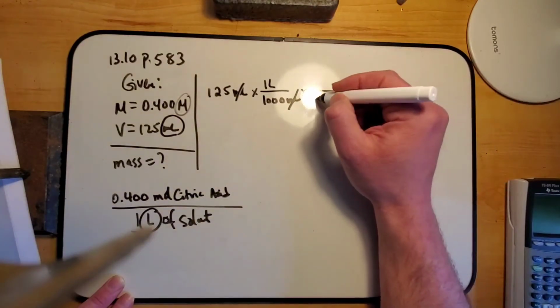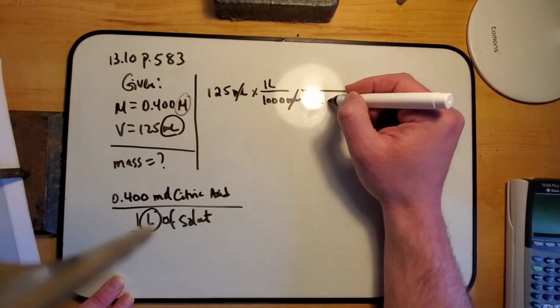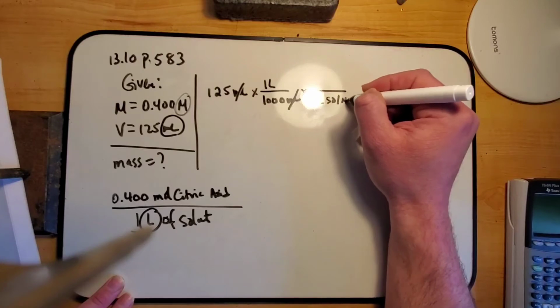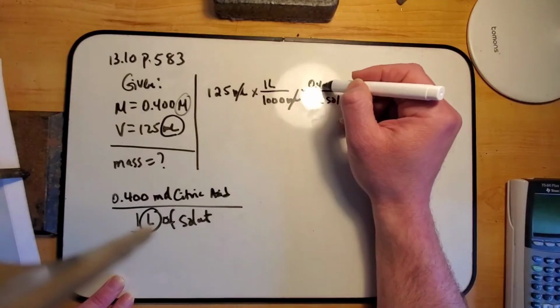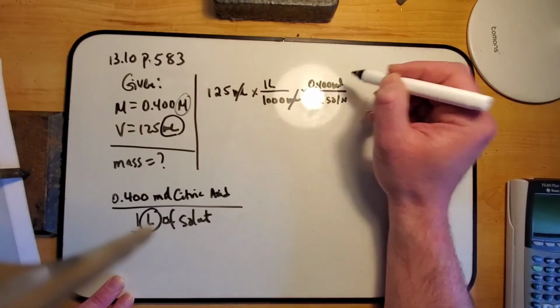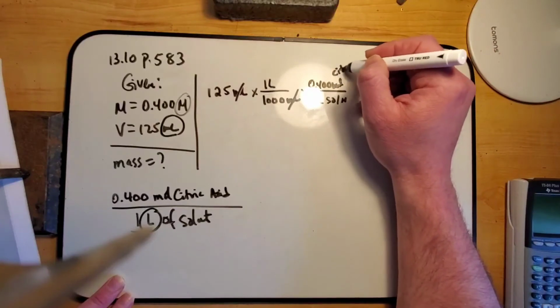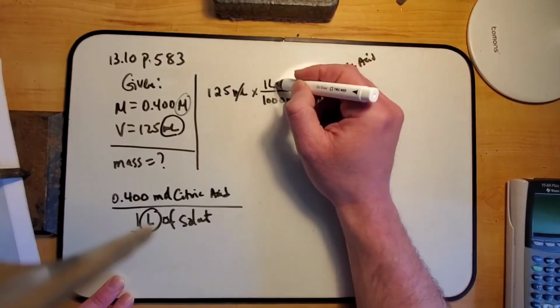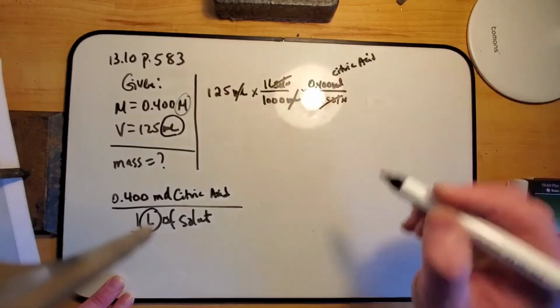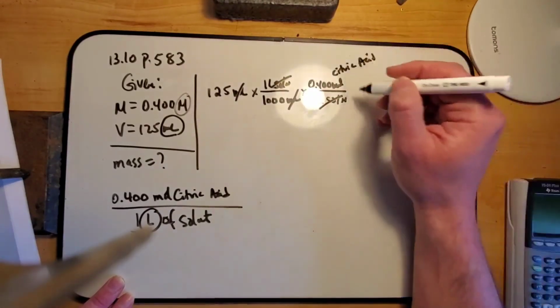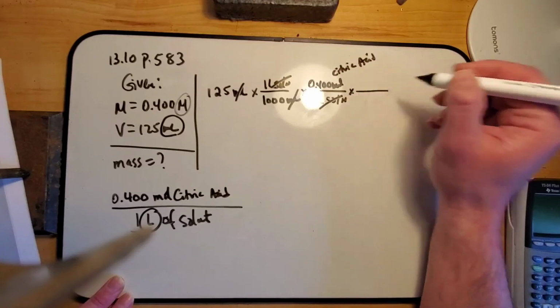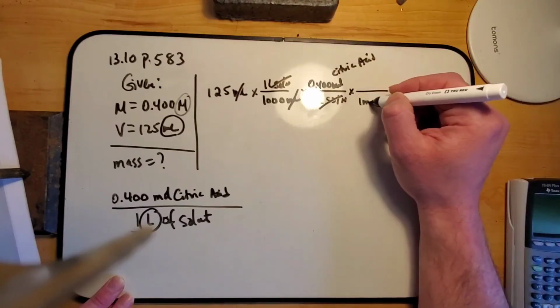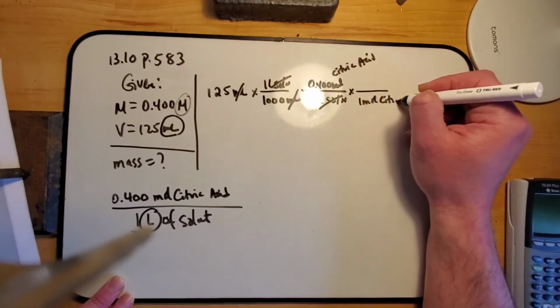So you can say now that 1 liter of solution is equivalent to 0.400 moles of this citric acid. And now the same thing, this cancels out. So now you have the moles of citric acid. How do you get the grams? Well, you can convert. You can say 1 mole of citric acid.